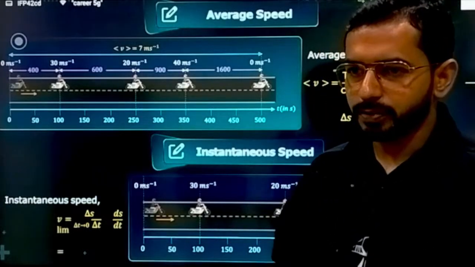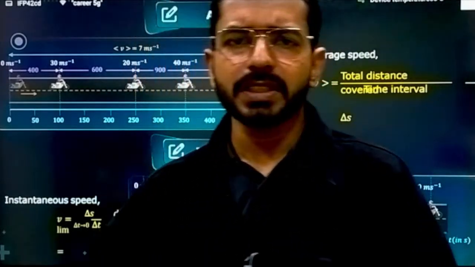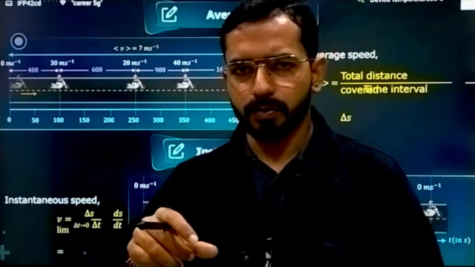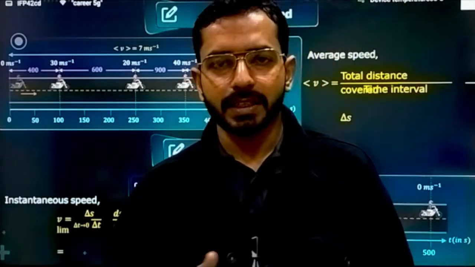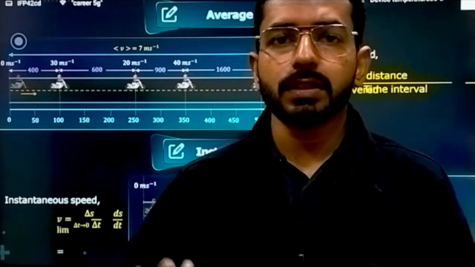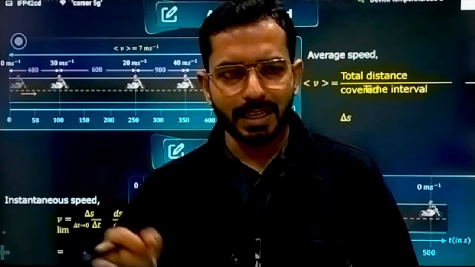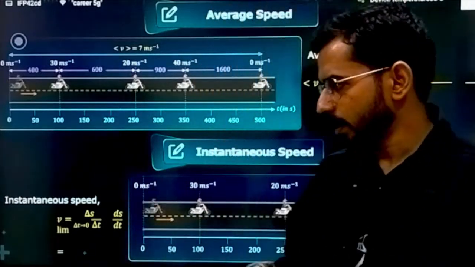Next one is instantaneous. For instantaneous, always remember, just differentiate the equation at the moment which it is asking, and just put in the values. You will have your instantaneous value. You can say it is the rate of change of distance. Correct? So ds by dt is going to give you the answer.